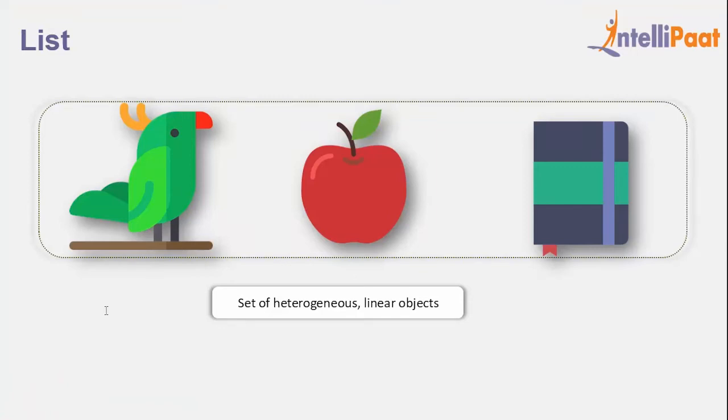A list is a heterogeneous collection of elements. That is, the elements do not have to be of same type, and each element retains its own identity. Like over here, we have a heterogeneous collection comprising of a bird, an apple, and a book. Again, we'll go ahead and implement list in R.